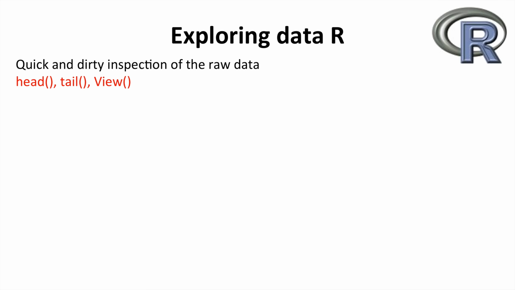Once you've successfully brought your data into R, a first step before rushing into data analysis is to explore the data and try and understand its properties and composition. A first approach may be to look at the raw data. This can be done using functions like head, tail, and View.